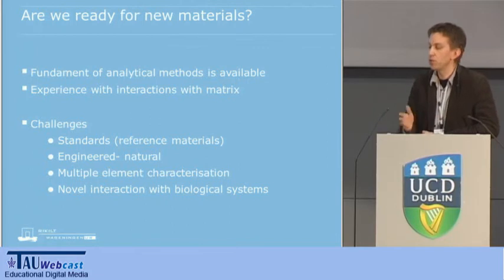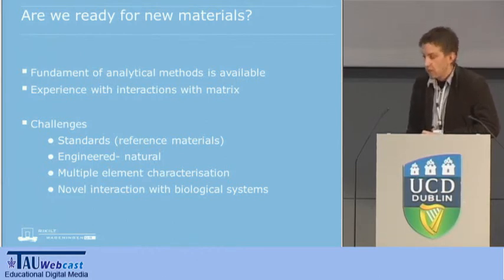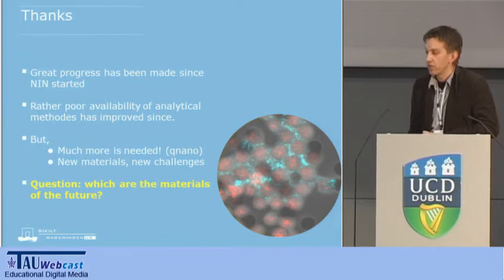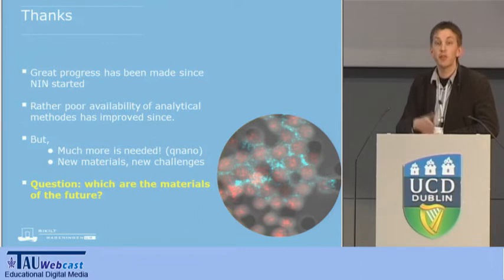The distinction between engineered and natural will go, I think. But then how can you measure them? How can you quantify the exposure? So I think we made great progress as a community in Nano ImpactNet. We have more methods now. But the question is, what are the new materials we will see in the coming 4 years when we work with Q-Nano? And how can we work with them?